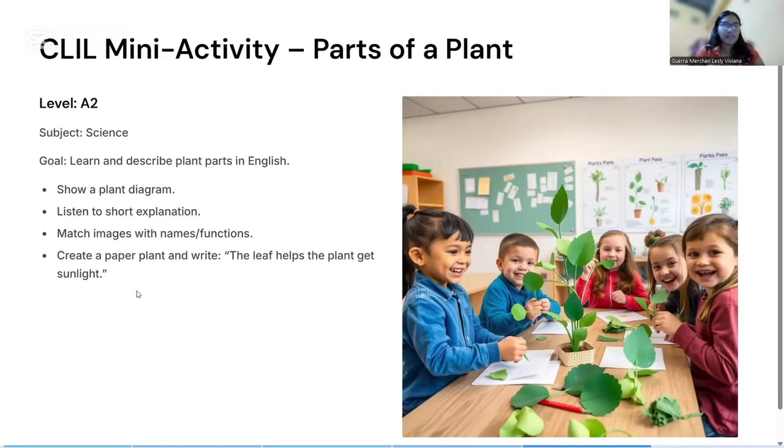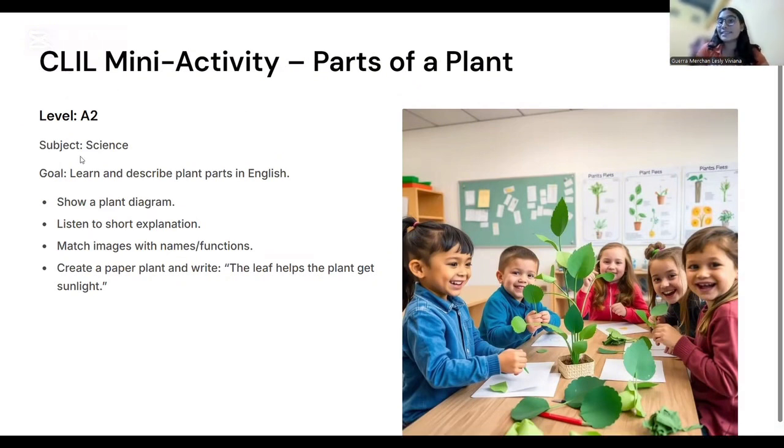So in the CLIL mini activity, it's about the parts of plants. So this is for level A2, and the subject is science. So the goal is to learn and describe plants and their parts in English. So these are the instructions.